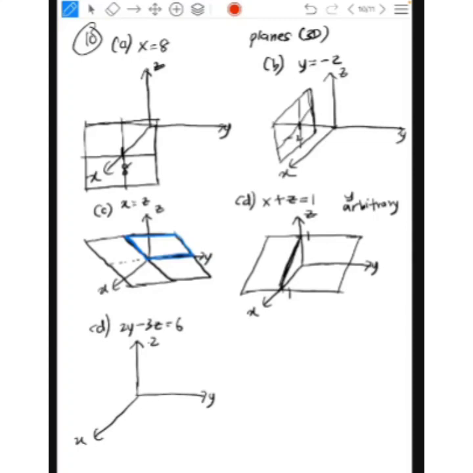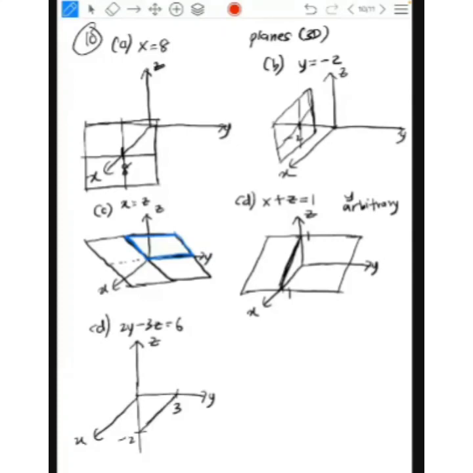But what is the plane? Let's say if I choose z equals 0, then 2y equals 6, which is y equals 3. And then when I let y equals 0, then negative 3z will be equal to 6, or z will be equal to negative 2. So negative 2 is here. Again, you connect these two points.